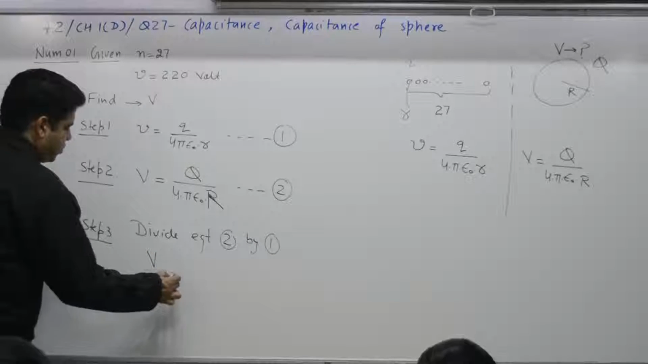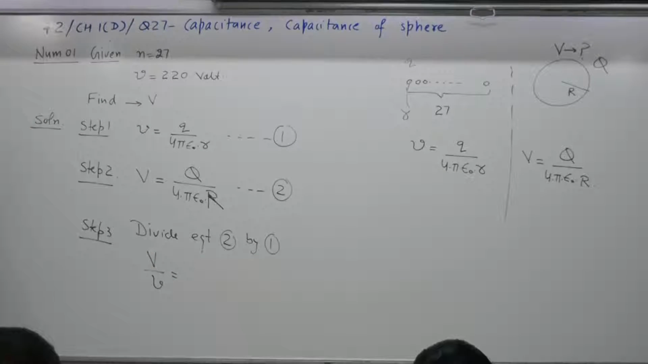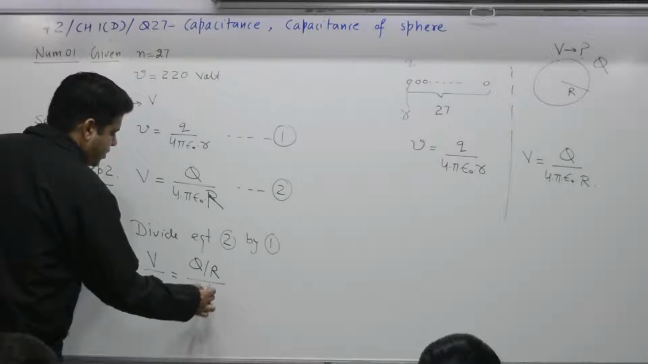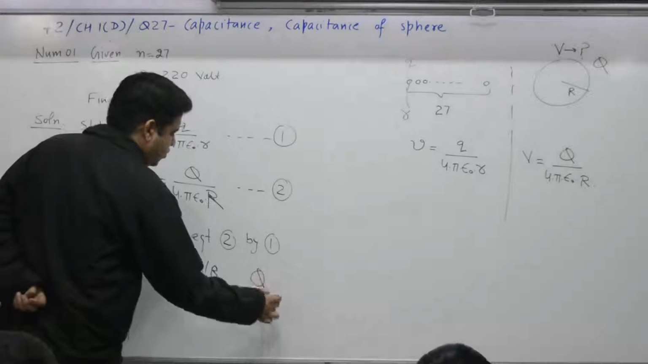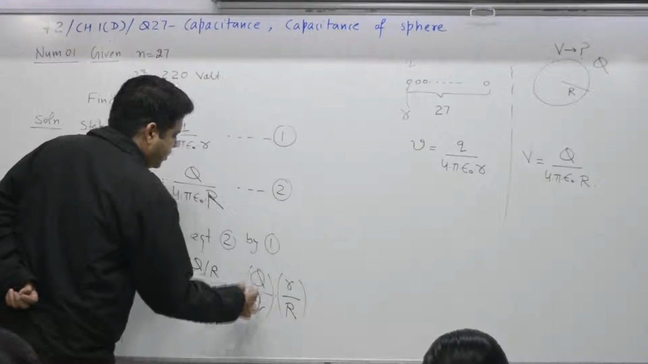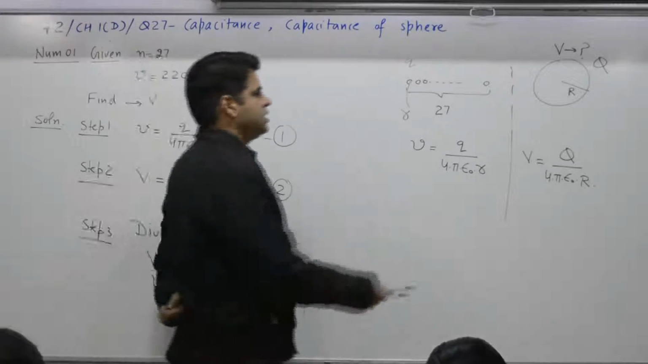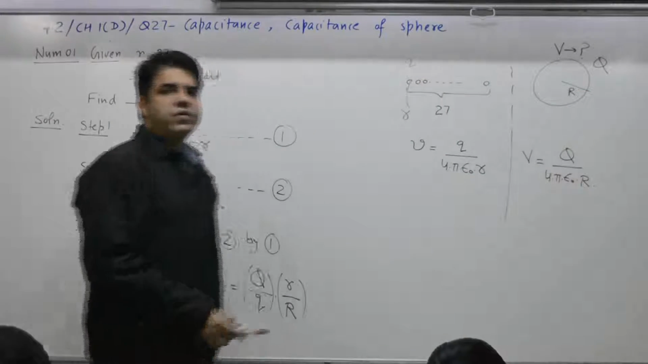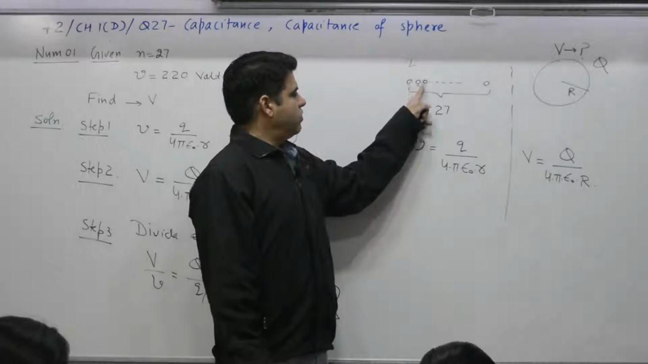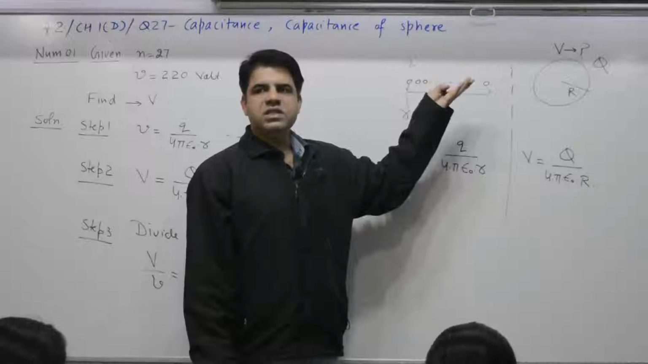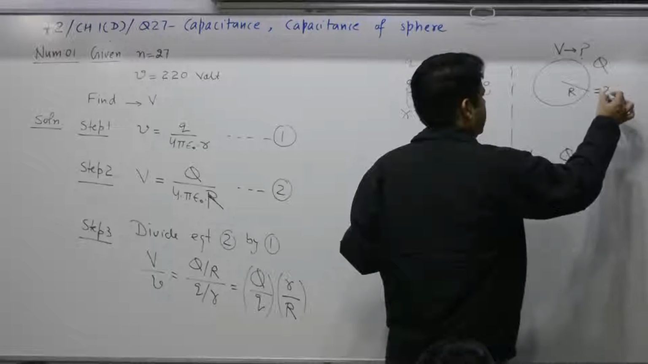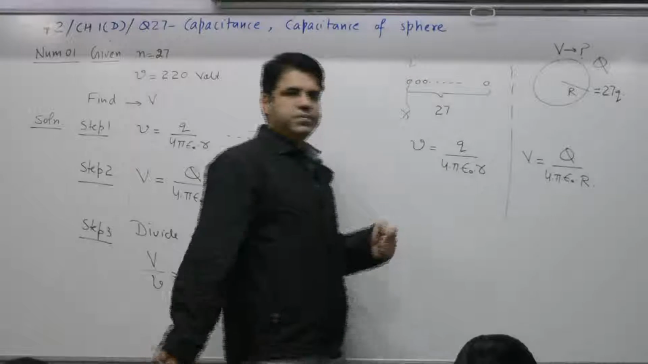Capital V by small v is equal to what? Q by R over q by r is equal to capital Q by small q, capital R by small r. That means basically you have to find out this capital Q is how many times small q. Suppose there is 1 coulomb charge, there are total 27. So total charge will be 27 coulomb. Law of conservation of charge. That is why capital Q is equal to 27 times small q.